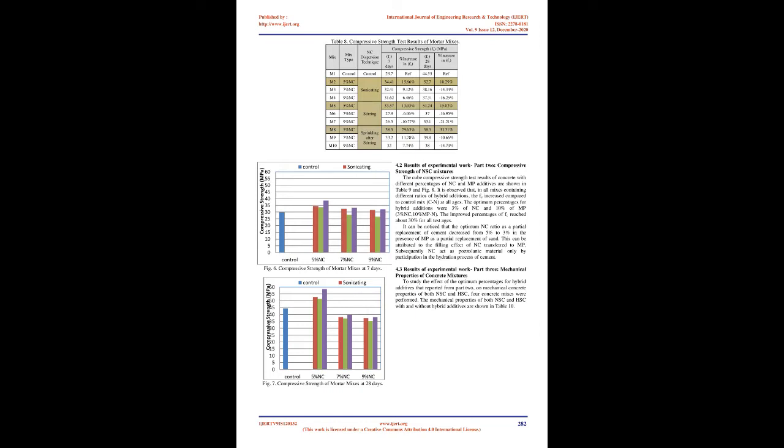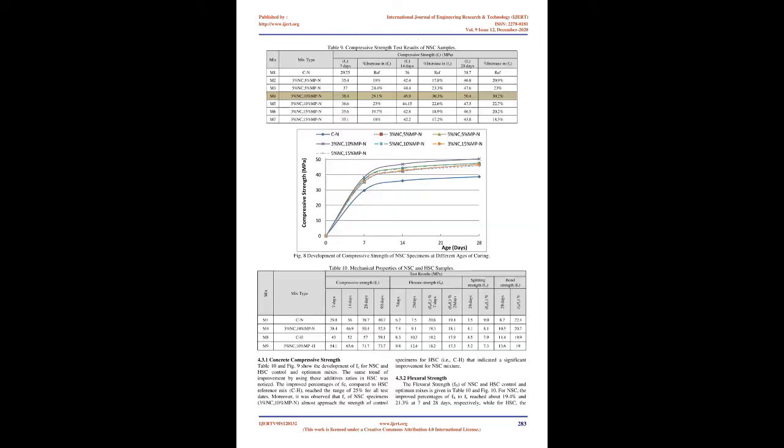Variable percentages of SP to cement weight was used to maintain the same workability while fixing the water-C ratio for all mixes. Part 3 of the experimental program studies the effect of the optimum percentages for hybrid additives, 3% NC and 10% MP, that reported from Part 2, on mechanical and physical concrete properties of both NSC and HSC. Mixing proportions of NSC and HSC mixtures with and without hybrid additions for Part 2 and 3 are shown in Table 5. The utilized test standards, specimen dimensions, and age of testing are shown in Table 6.